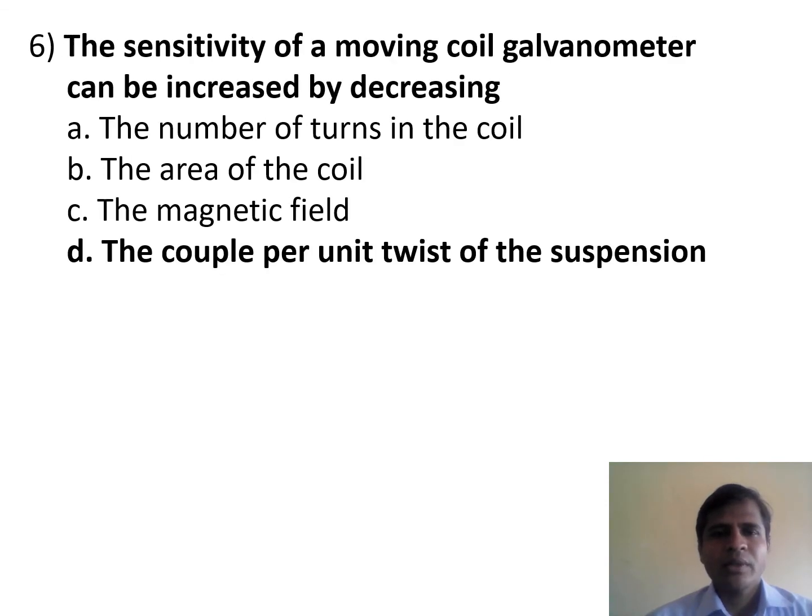Sixth question. The sensitivity of a moving coil galvanometer can be increased by decreasing the following, 4 options. Option A, the number of turns in the coil, option B, the area of the coil, option C, the magnetic field, option D, the couple per unit twist of the suspension. The correct option is D, that is the sensitivity of moving coil galvanometer can be increased by decreasing the couple per unit twist of the suspension.